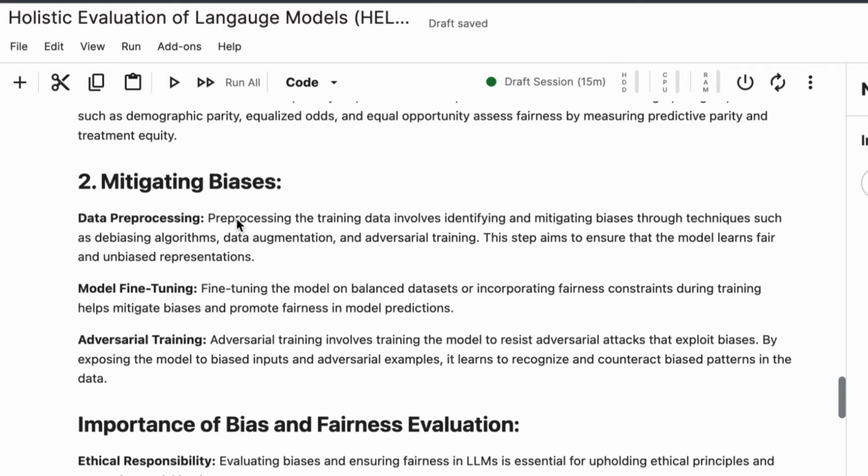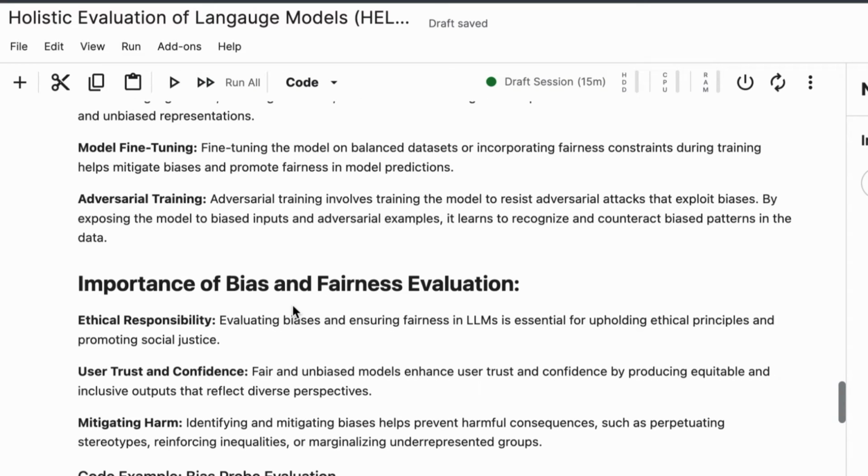Okay, so you need to mitigate this kind of bias by adding more unbiased data to your large language model, or by using de-biasing algorithms, or using adversarial training. You can also fine-tune the large language model even more on human-annotated text. The importance is that you have an ethical responsibility, you have the customers' trust and confidence, and you can mitigate any kind of harm or chaos that can happen with your large language model.